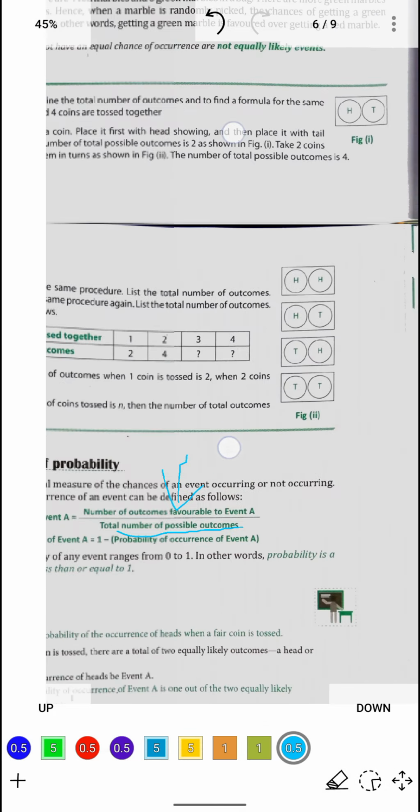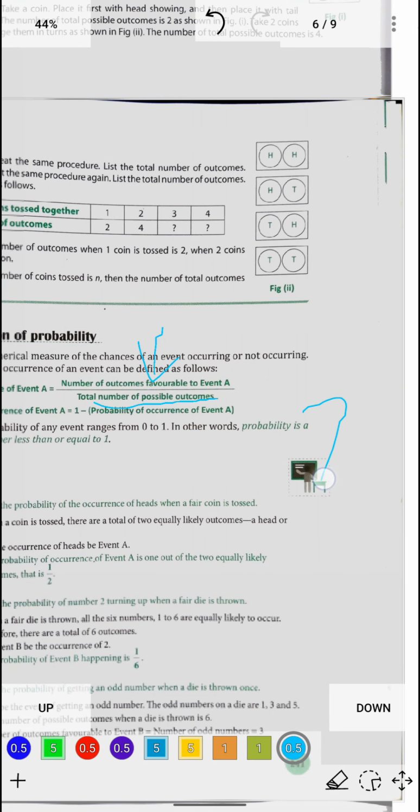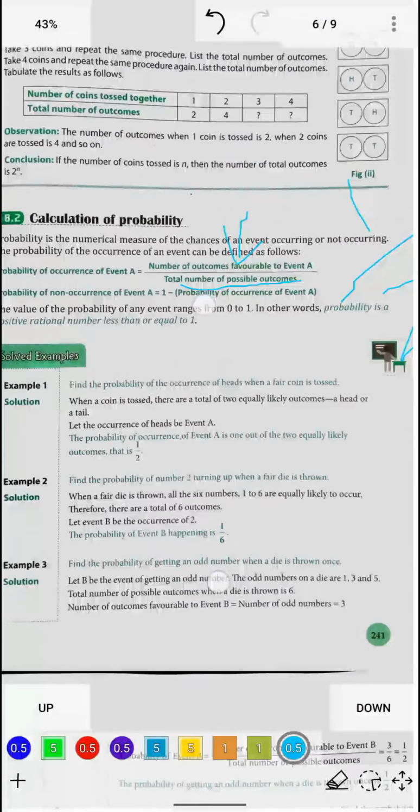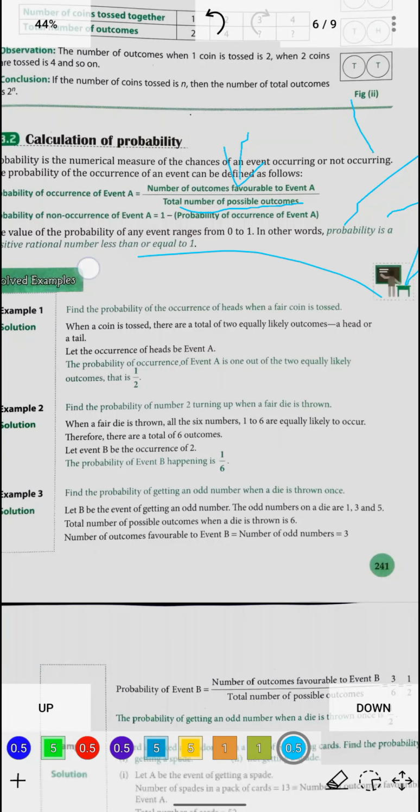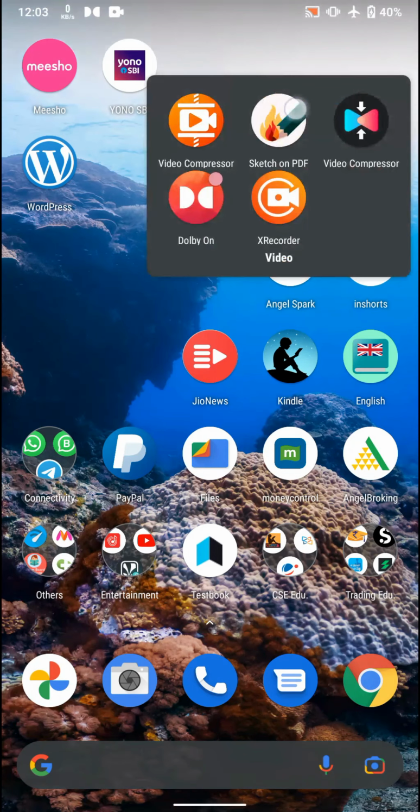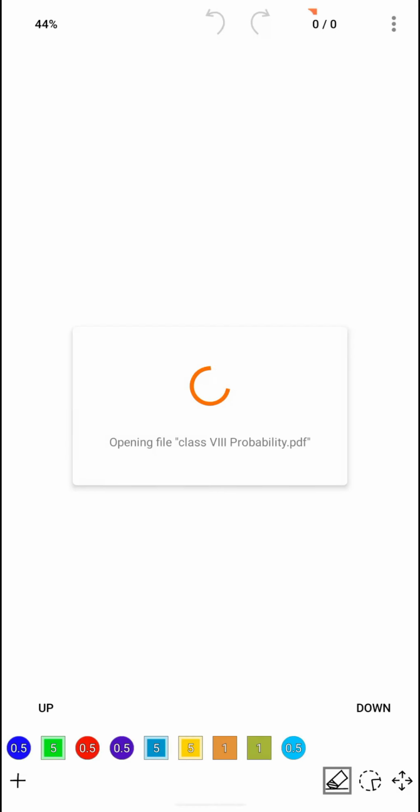So it is going to form our numerator as per the formula. Observe here: total number of possible outcomes is 2, as there are two sides, and the number of outcomes favorable to this event, the occurrence of heads, is only 1. That is, 1 by 2 is going to be our answer to this particular question. This is the verbal explanation of the same, and there is the written explanation. You may go through it for better understanding.